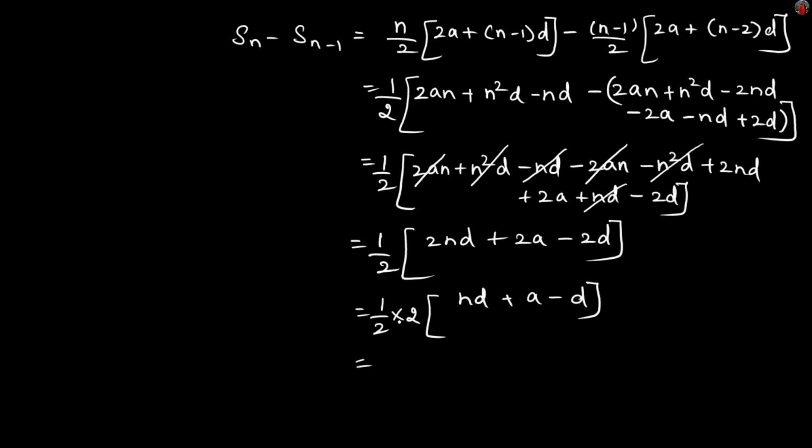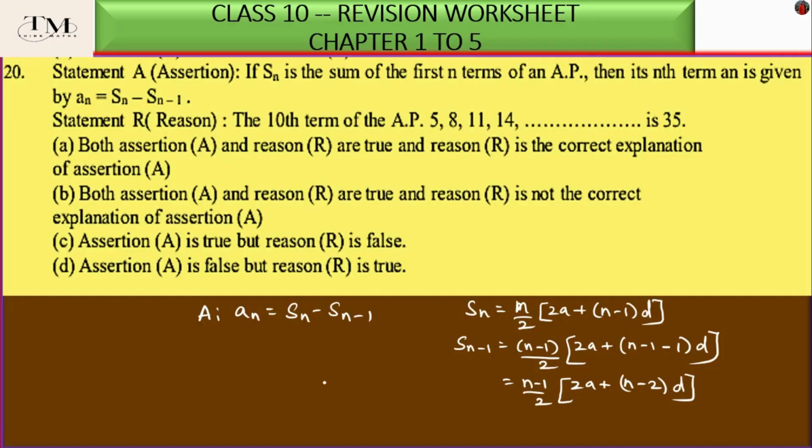So 2 gets cancelled. So we will have a plus, taking this d outside, we will have n minus 1. So what is a plus n minus 1 into d? This is an. So we will get Sn minus Sn minus 1 equal to an. So this formula is proved. You can check and find out, or if you know this formula already, you can just put a tick. So assertion A is the right option. Okay children, now we get A is right.